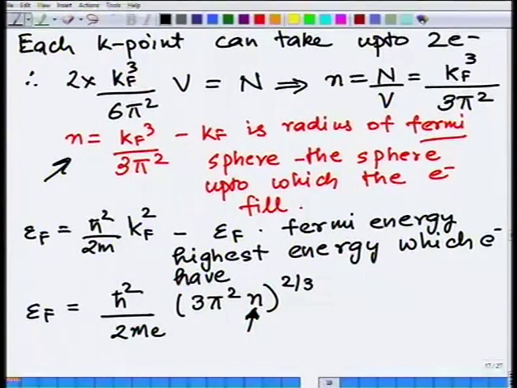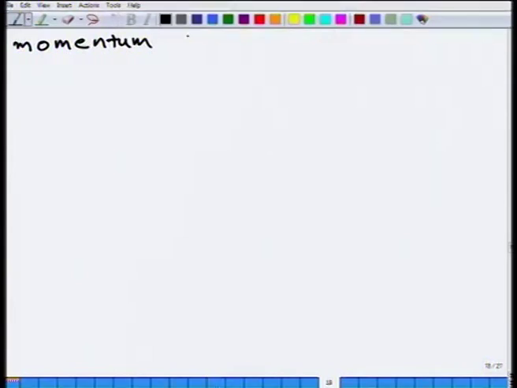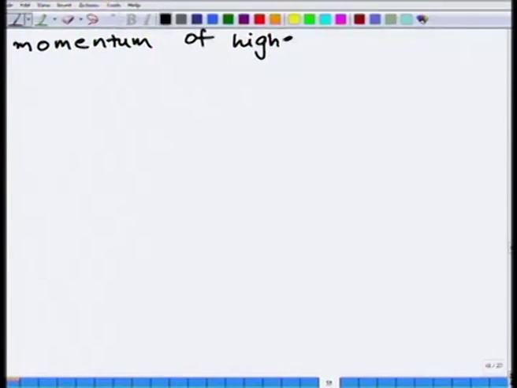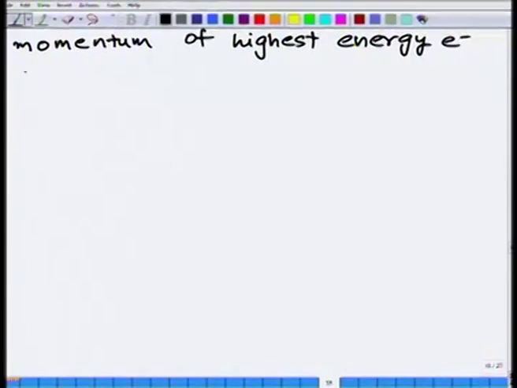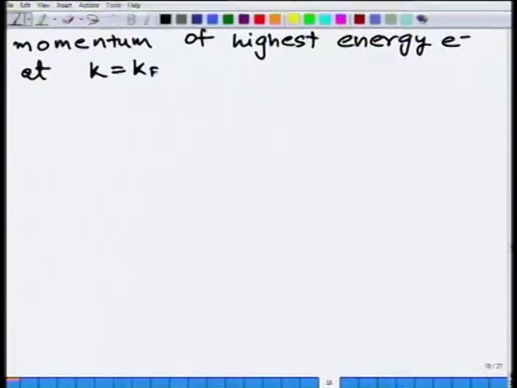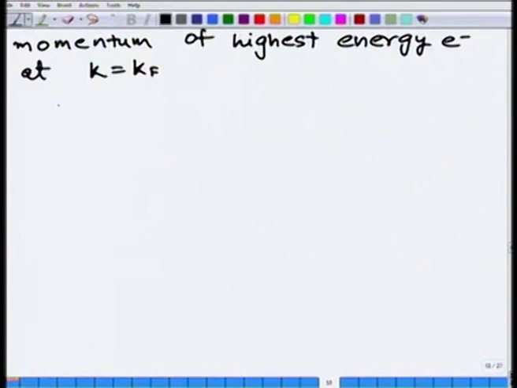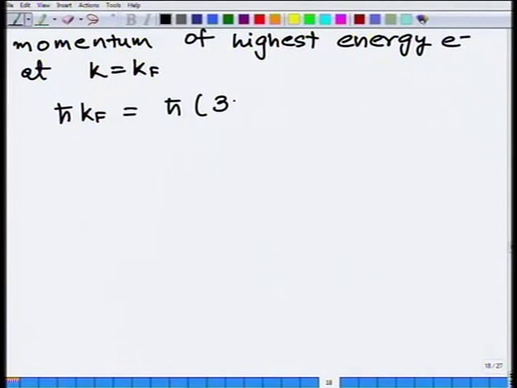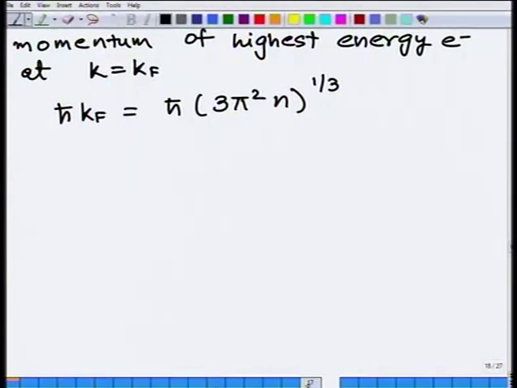The second thing we can calculate is the momentum of the highest energy electron at k equal to kf. What is that quantity equal to? Of course, we know that momentum is h bar kf in this case, and therefore it will be h bar times, just substitute kf in there. We know what kf is. So, 3 pi square n to the power 1 by 3, in terms of n.